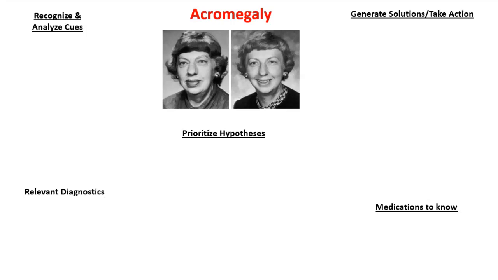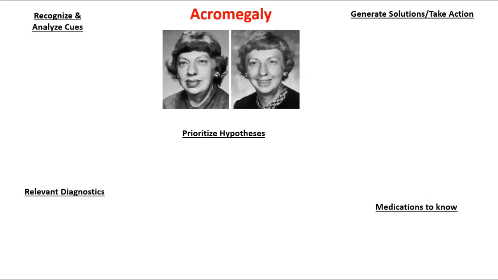All right, so we'll dive right in here to acromegaly. So acromegaly, as we're going into recognizing the cues, so remember this is an overproduction of growth hormone. The main cause is a pituitary adenoma. By far and away, that's the most common cause, and almost all pituitary adenomas are benign. That doesn't mean they don't need to be treated, it just means that they're not cancerous.